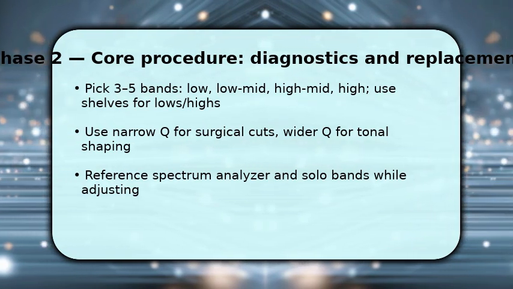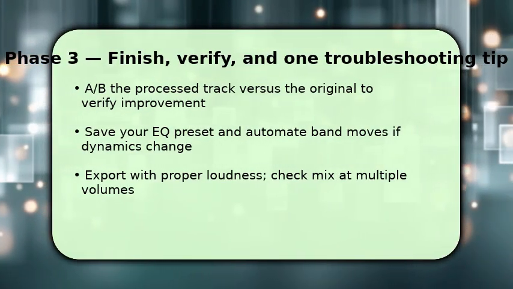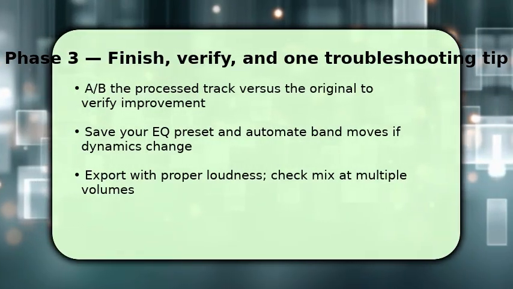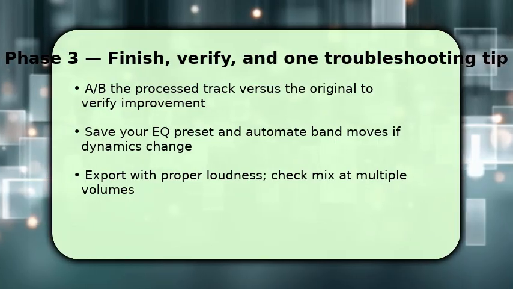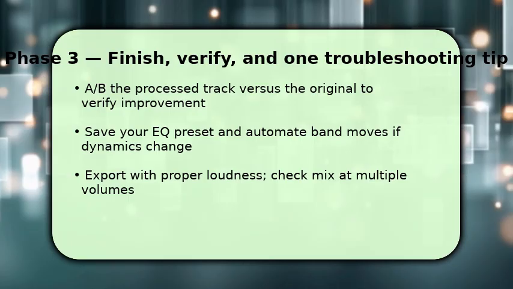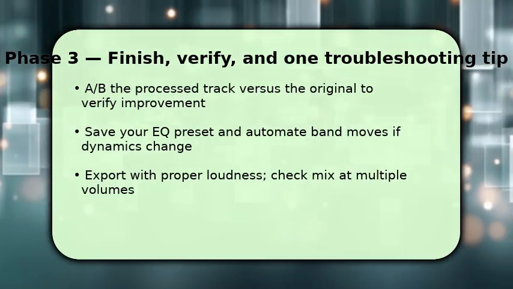You finish by toggling the EQ on and off to A/B the result, ensuring each change improves the mix. Save the EQ as a preset for reuse, and if parts vary, automate band gains across the timeline so the EQ adapts. Bounce or export your final mix at your target loudness. Make sure levels and headroom are healthy.